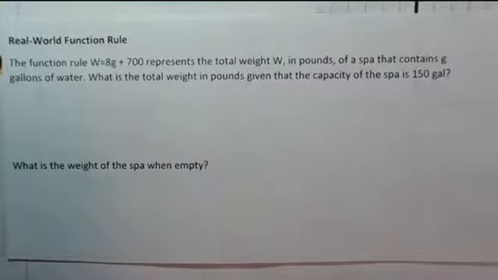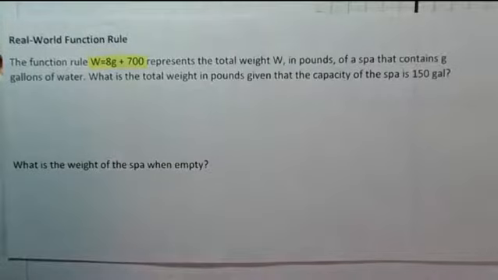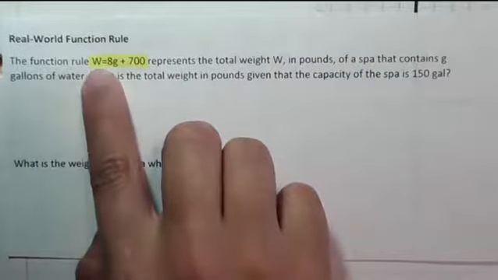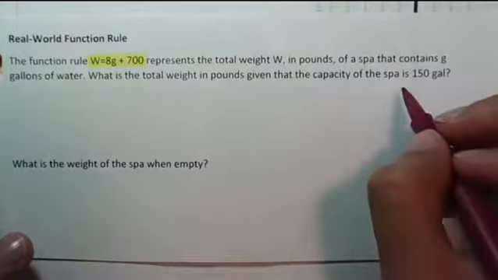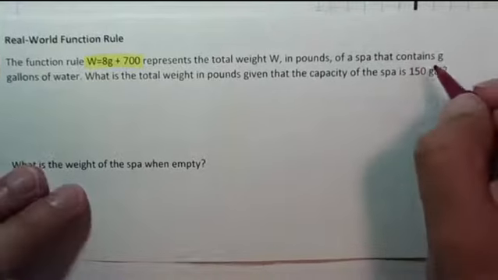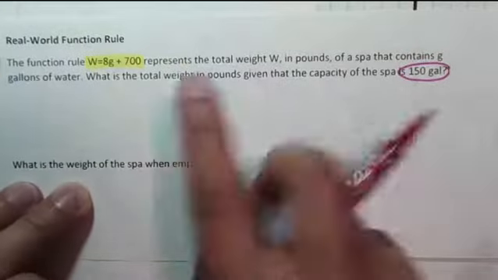So for this first question, it says the function rule W equals 8g plus 700 represents the total weight W in pounds of a spa that contains g gallons of water. So they use different variables, W and G, instead of the X and the Y, but that's okay because I identified it for you. The question's asking, what is the total weight in pounds given that the capacity of the spa is 150 gallons? So they say, okay, if this is 150 gallons, what is the total weight?